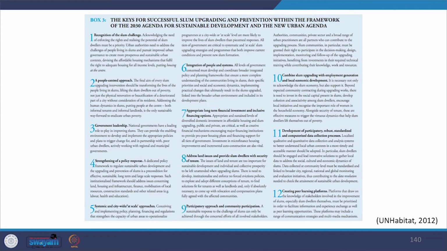Then we see the framework guides that appropriate long-term financial investment and inclusive financing options should also be given so that people have choices and they have access to resources. We see that appropriate and sustained level of diversified domestic investments in affordable housing and slum upgrading, public and private, all these sources are critical, as well as creative financial mechanisms, encouraging major financial institutions to provide pro-poor housing plans and financing support for all tiers of government.